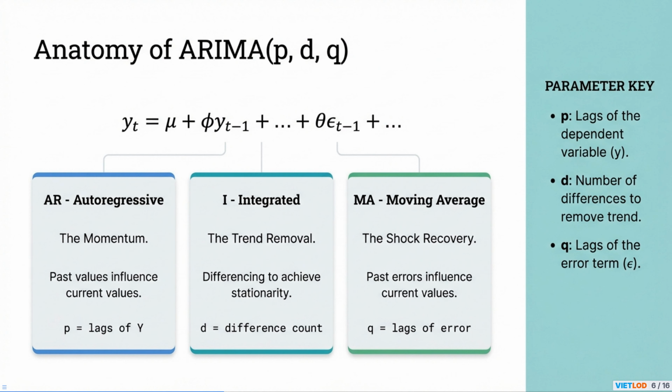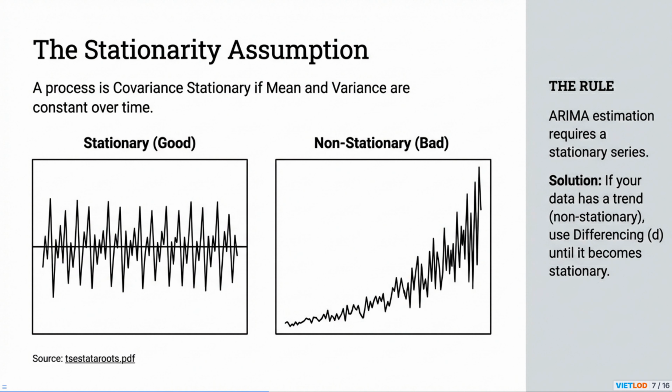Finally, the MA component, or moving average, is the shock recovery part. It models the error term as a linear combination of past error terms. The parameter Q represents the number of lagged forecast errors, or lags of the error term, epsilon. An ARIMA 111 model for monthly inflation means we predict this month's inflation using last month's inflation, P equals 1, after accounting for the trend by differencing once, D equals 1, and also considering the shock or error from last month's forecast, Q equals 1.